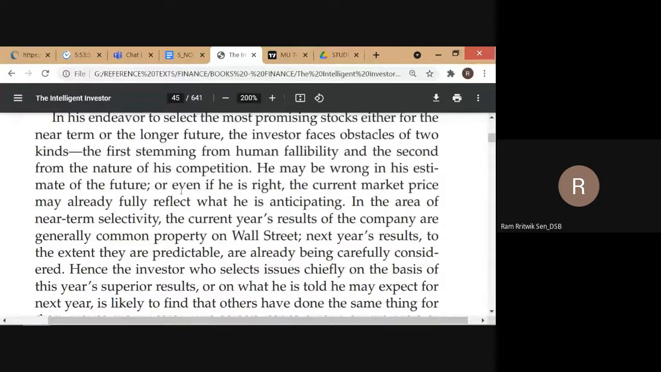So there are two problems, as he says: human fallibility and the nature of it. In the market, two problems. One is that he's not able to estimate the future. And the second is the nature of his competition, but he's basically talking about efficient markets. Okay, he's saying that either the market is very efficient, so it's already factoring in whatever can be factored in from the currently available information. And the second is that there is a problem in prediction.